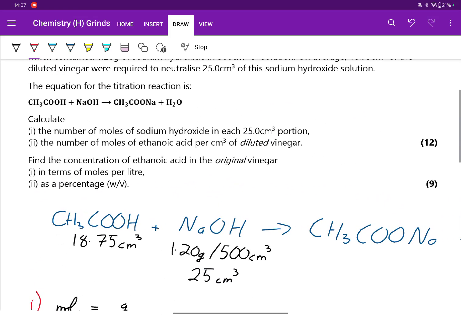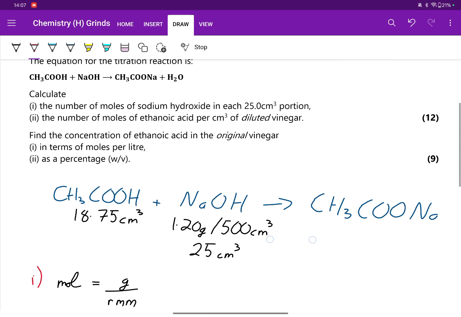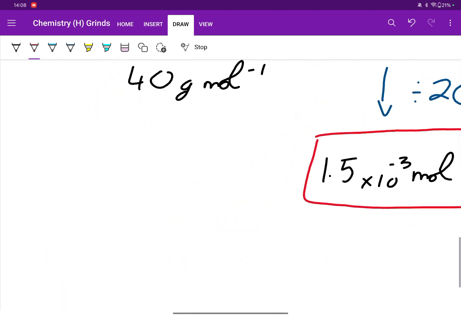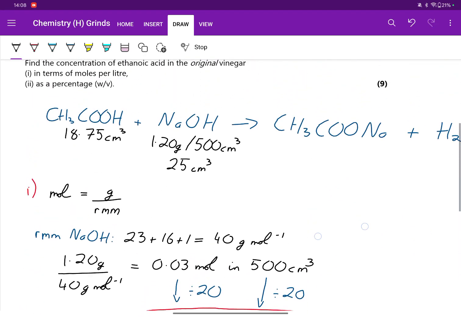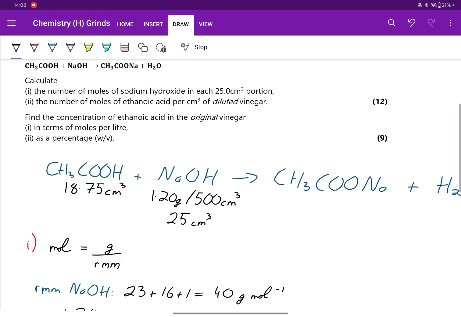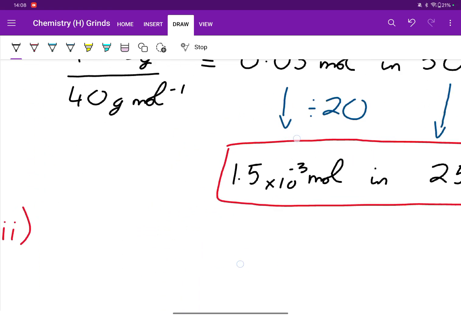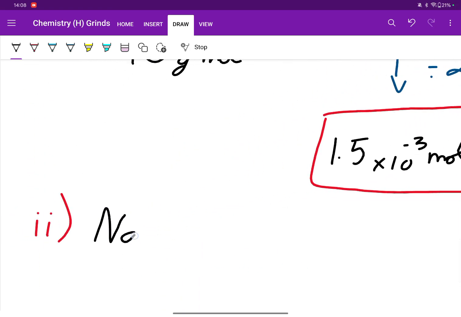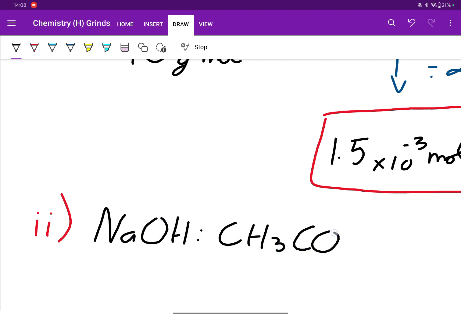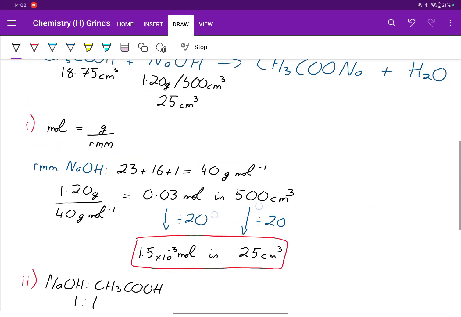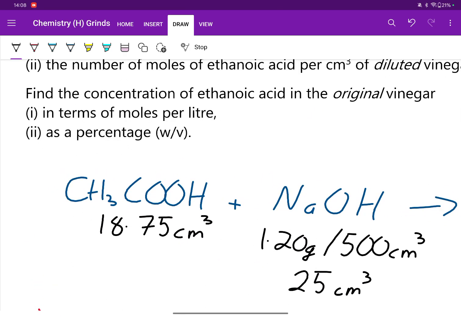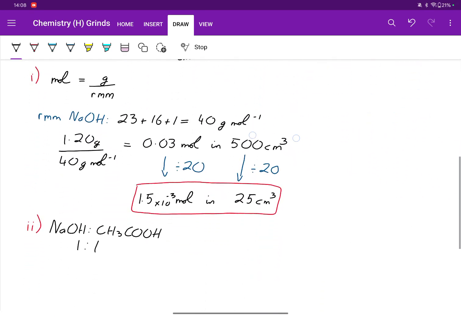Part 2 then says the number of moles of ethanoic acid per centimeter cubed of diluted vinegar. Okay? So, part 2. To find the moles of ethanoic acid, first of all we make a ratio. So, we make a ratio of NaOH to CH3COOH, and that is a 1:1 ratio, because there's no numbers in front of these, right? There's no 2s or 3s or anything. So the ratio is 1:1.